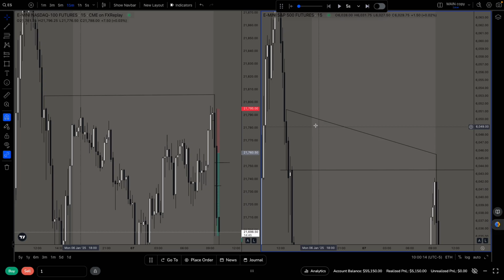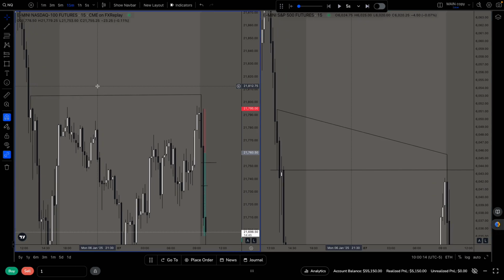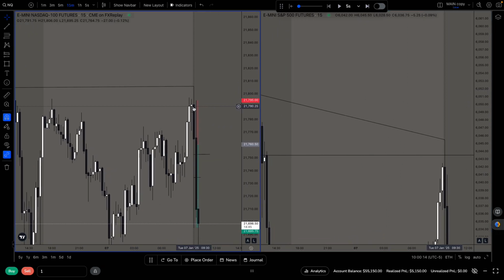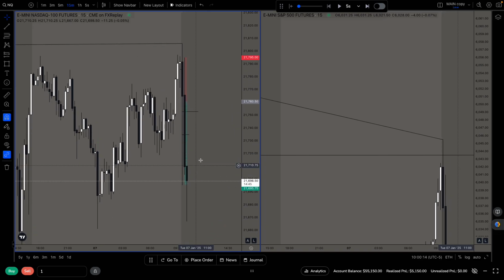It was a 50-minute, yeah. So on the 50-minute, we have the SMT form. We have the SMT. We're also tapping into a 15-minute fair value gap, okay? While we are showing bearish structure to the downside, very bearish structure, okay?